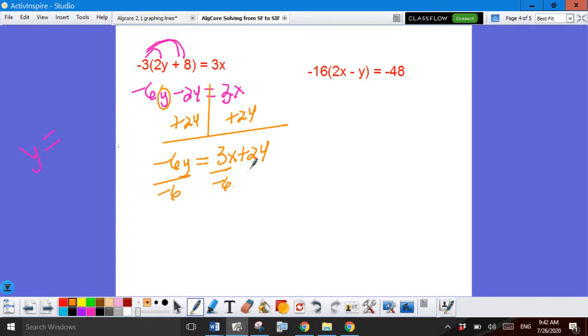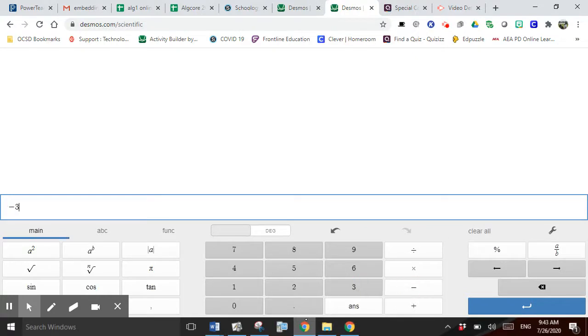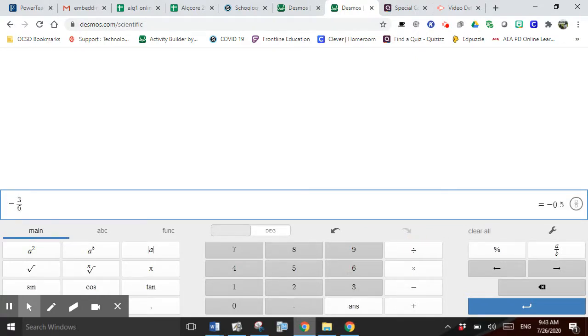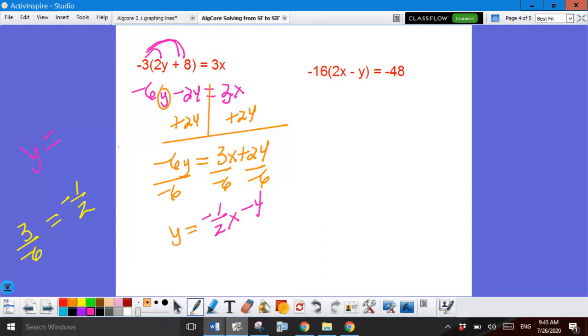Divide by negative 6, y equals 3 divided by negative 6 reduces and simplifies to negative 1 over 2. So negative 1 over 2x, and then minus 4. So just in case you do not remember how to simplify those fractions, negative 3 divided by 6, okay, hit that in my Desmos calculator, hit that fraction key, it tells me negative 1 over 2. And we always make sure and put the negative on top, okay? The negative needs to go on top. All right, go ahead and hit pause, see if you can do this last one.